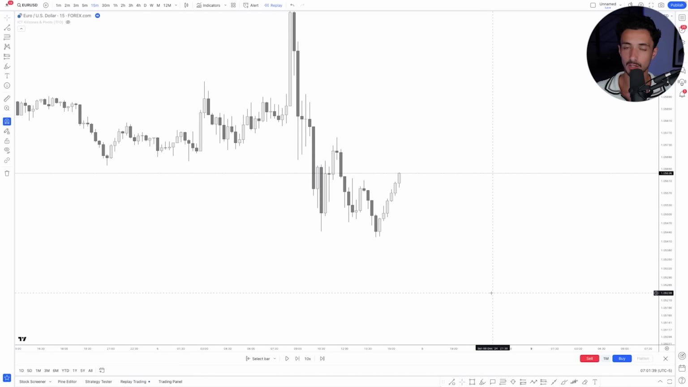So let's take a practical look at context is king in action. You see, here we have a price chart. And now what a lot of people do is they ignore everything that's going on to the left of them and they fixate on what's happening right now.